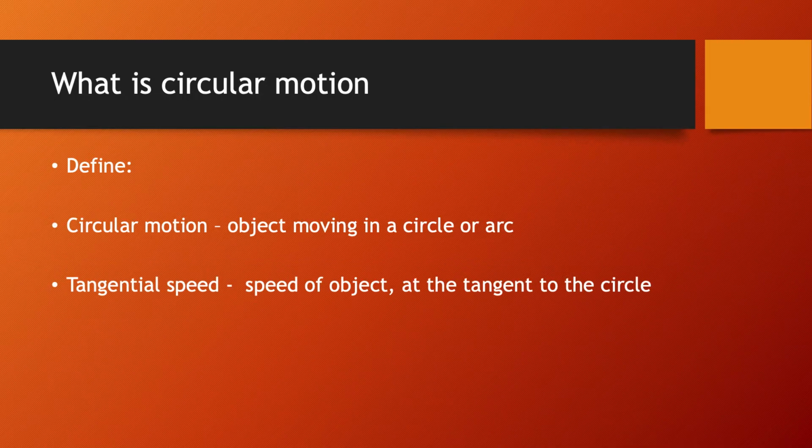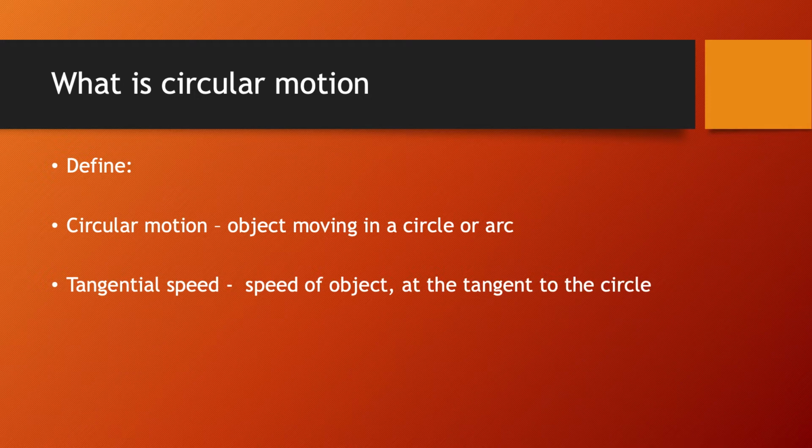So let's talk about what circular motion is. Basically, it's any object moving in a circle or an arc. So if somebody's going around a racetrack, that car is going around that curve. That is circular motion because it's going in an arc.